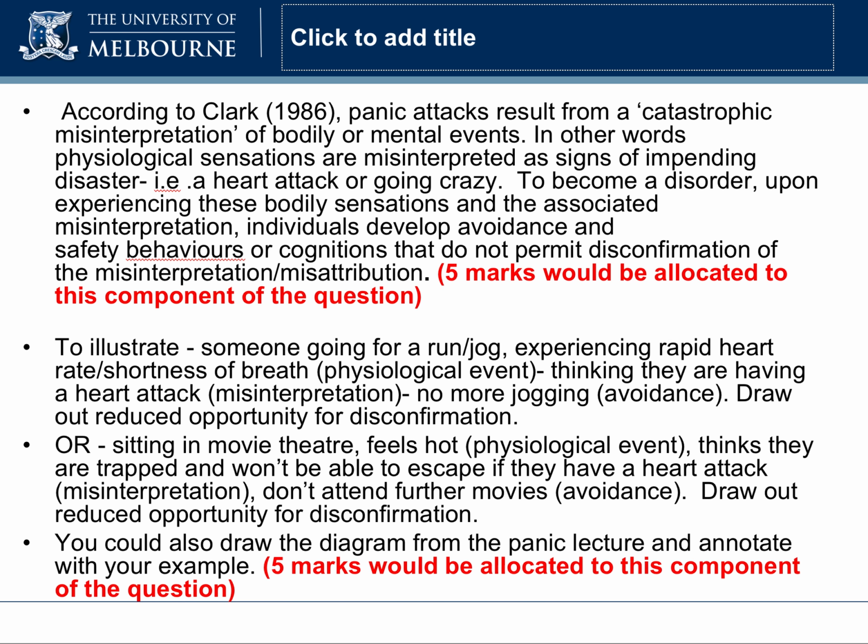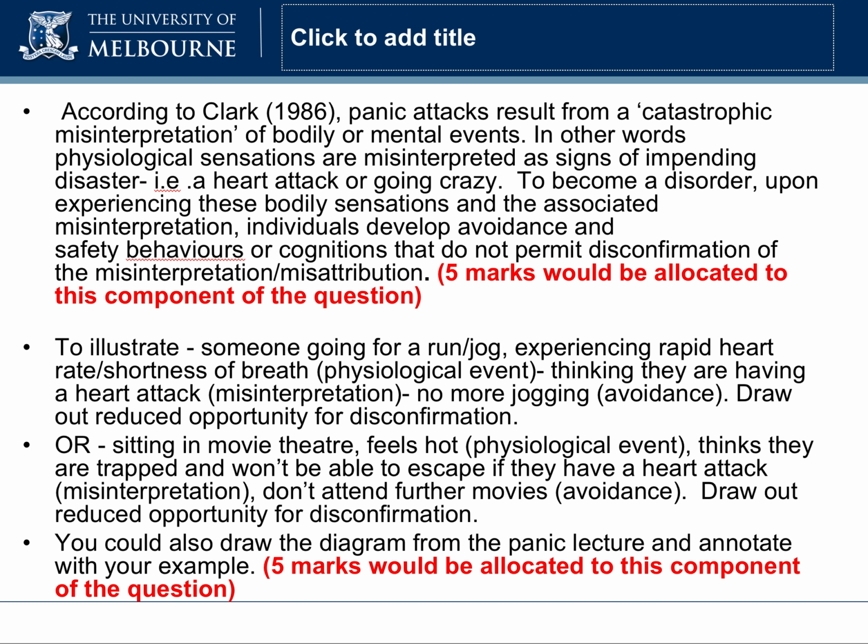And to become disorder, what we see is avoidance and safety behaviors and cognitions in response to this, don't we? So when experiencing these bodily sensations and that catastrophic misinterpretation, we start to see avoidance of the types of situations that would permit disconfirmation of that misattribution, or the opportunity to have that misinterpretation disconfirmed. We avoid those sorts of situations, and as a result, the experience is maintained.